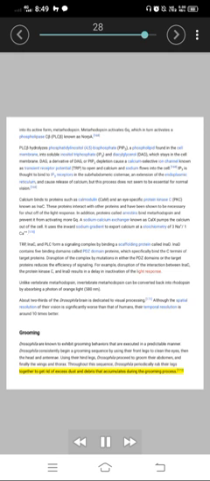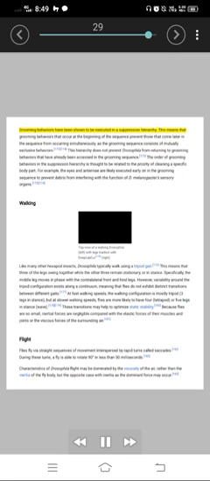Grooming behaviors have been shown to be executed in a suppression hierarchy. This means that grooming behaviors that occur at the beginning of the sequence prevent those that come later in the sequence from occurring simultaneously, as the grooming sequence consists of mutually exclusive behaviors. This hierarchy does not prevent Drosophila from returning to grooming behaviors that have already been accessed in the grooming sequence. The order of grooming behaviors in the suppression hierarchy is thought to be related to the priority of cleaning a specific body part.